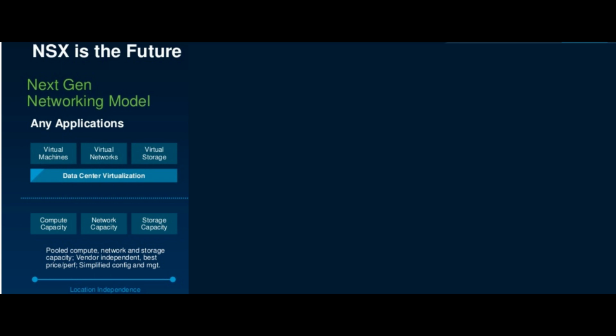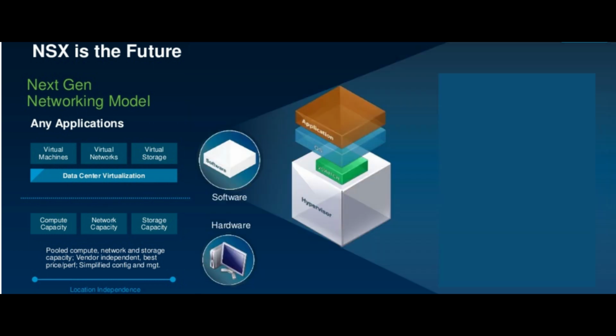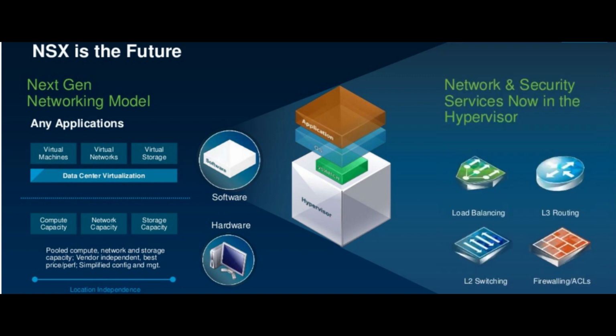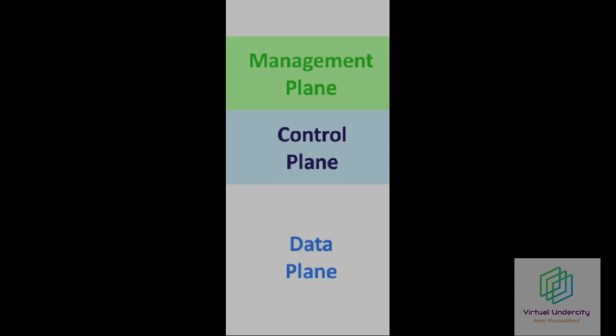In the software-defined data center, we have virtual machine, virtual network, and virtual storage in front of computing, networking, and storage as the physical resources of a traditional data center. Like vSAN as a software-defined storage solution, VMware also introduced NSX as the virtual network or software-defined network solution. In the SDN and NSX architecture, we have three primary planes: management, control, and data.